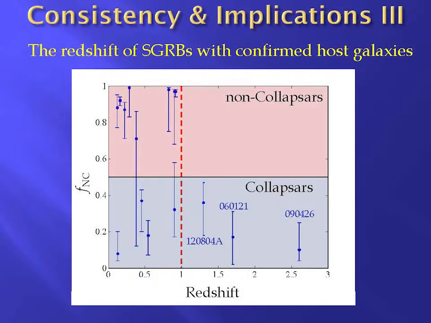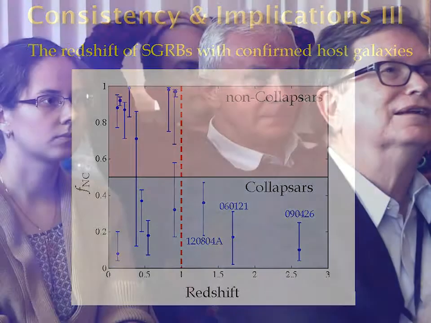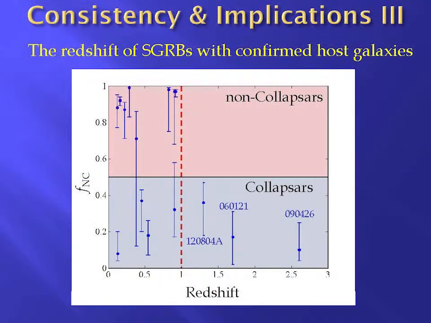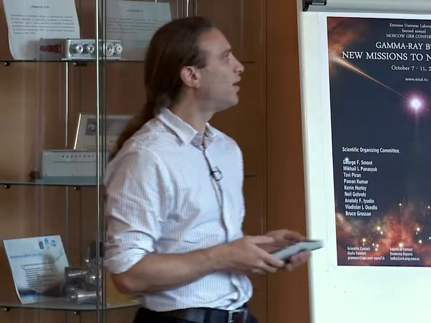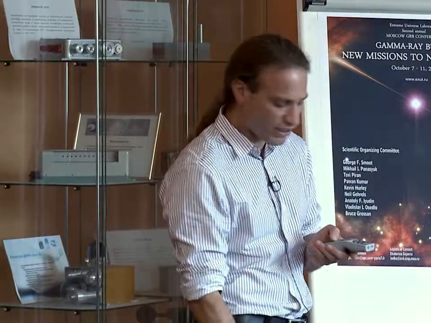Another interesting implication from our study is that if you look at the complete sample of short gamma ray bursts with confirmed redshift, and you look at how the redshifts are distributed among collapsars and non-collapsars. So here I plotted the redshift of all the short gamma ray bursts that we know of today, and above here are the ones that are more likely to be non-collapsars, and down here, below 0.5, are the ones that are likely to be collapsars. You can see that all three events that we know of today with redshift larger than 1 are more likely, in fact, to be collapsars than non-collapsars. So the claim that there are non-collapsars at redshift higher than 1 is at least questionable and should be taken with a little bit more care.